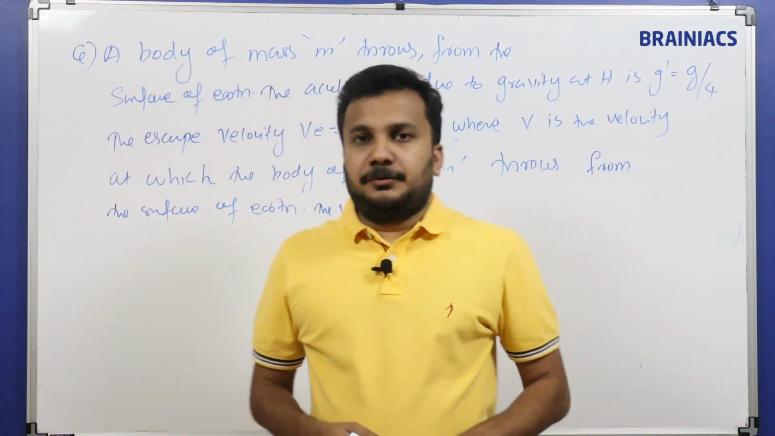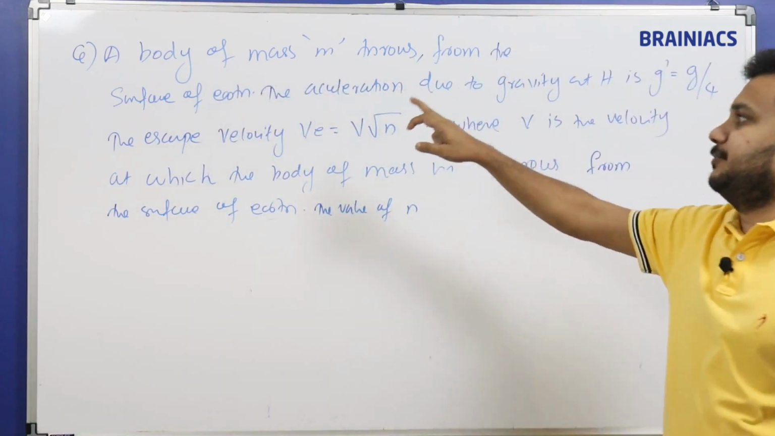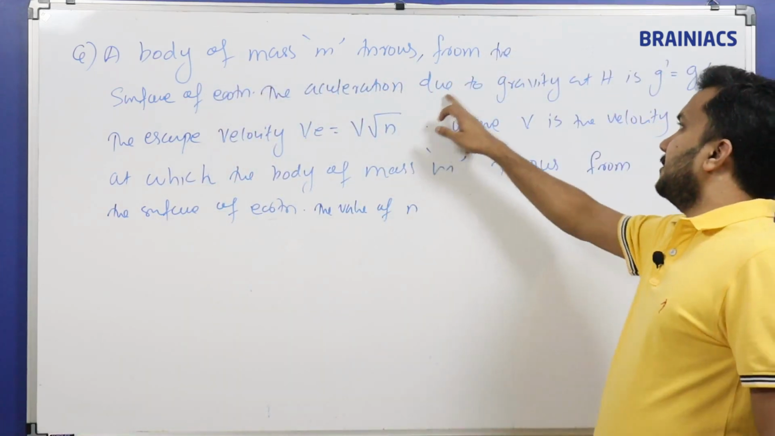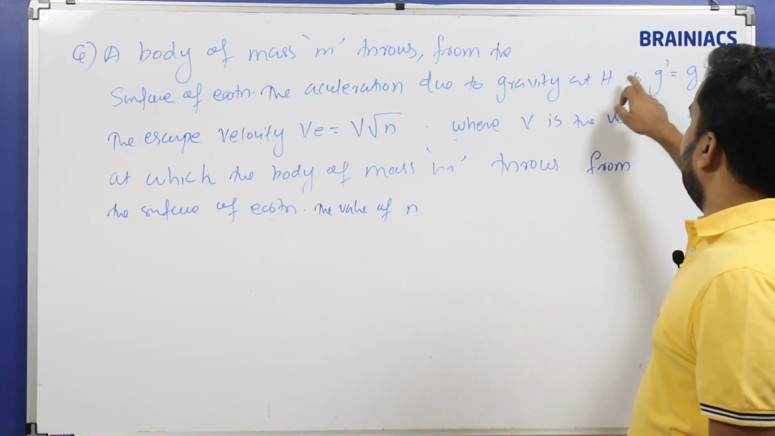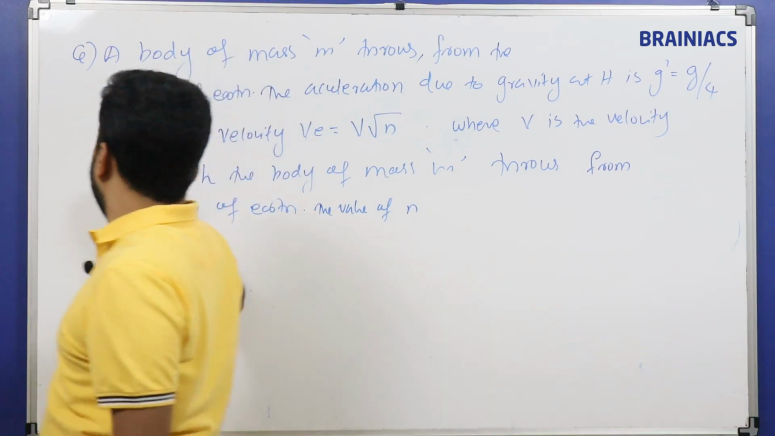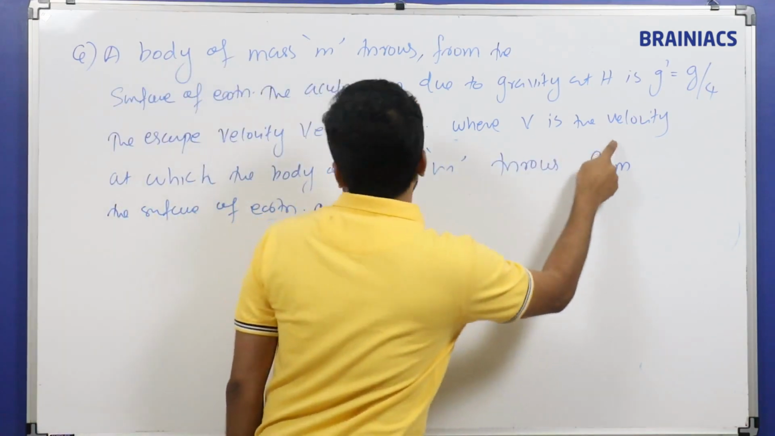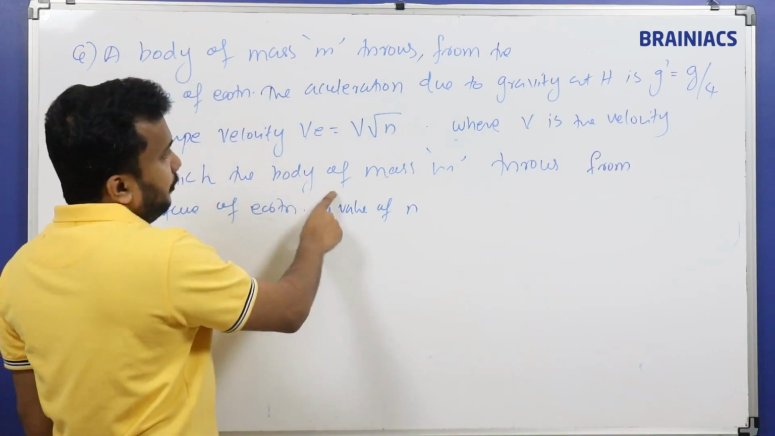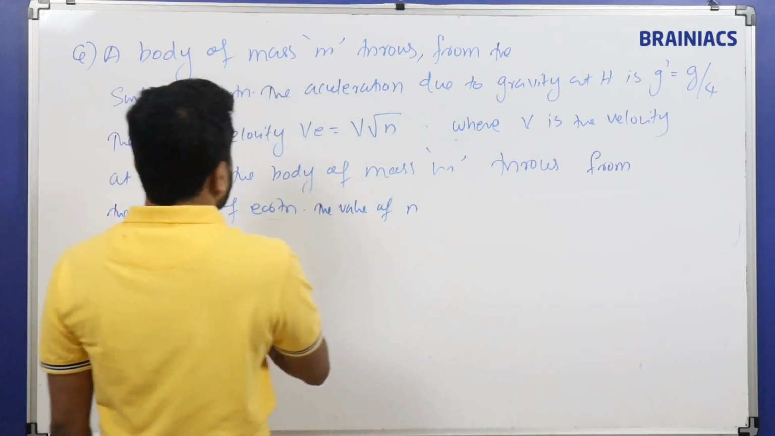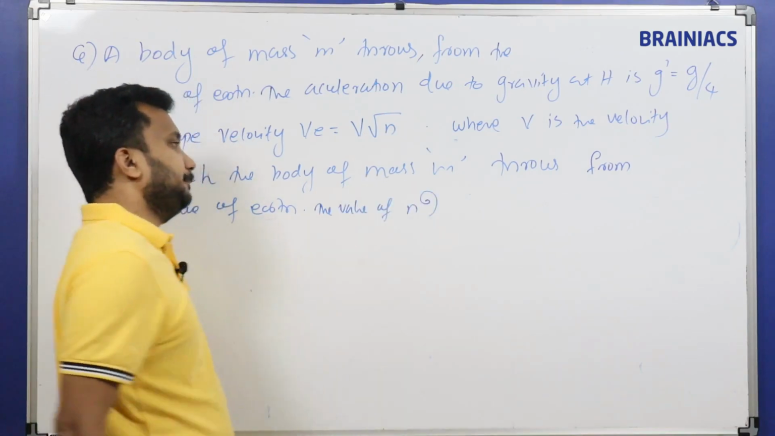Okay, we have here the next question. A body of mass m is thrown from the surface of earth. Acceleration due to gravity at a height h is g dash equal to g by 4. The escape velocity v is equal to v root n, where v is the velocity at which the body of mass m is thrown from the surface of earth. The value of n, question mark, the value of n.